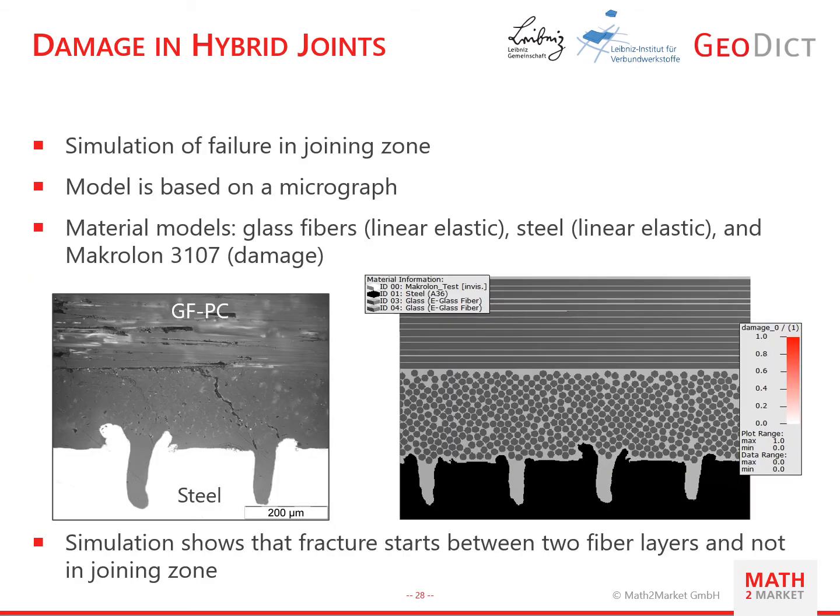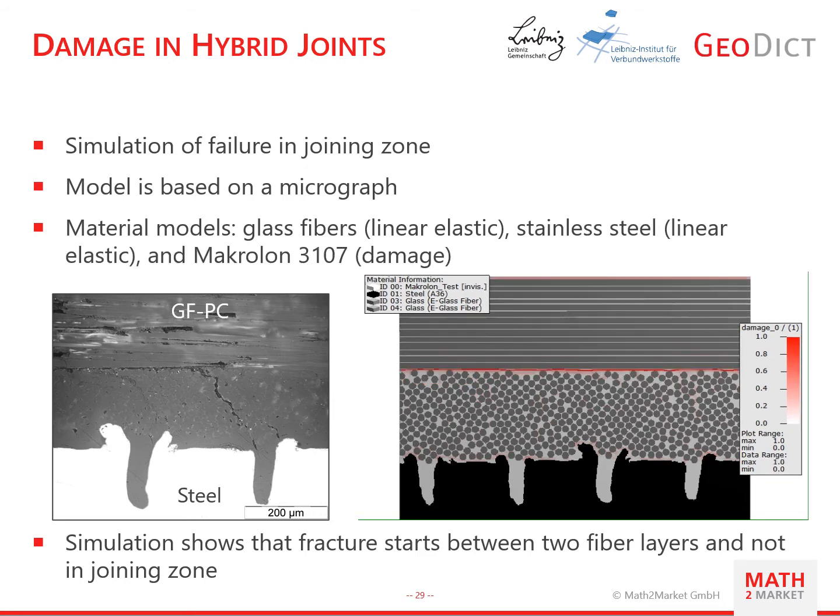We then simulated the failure in the joining zone. As we had no micro-CT scan, we generated the model based on a micrograph. For the glass fibers and the steel, a linear elastic material law was chosen. The polycarbonate is a Macrolon, and a damage law was fitted to a stress-strain curve from the datasheet.